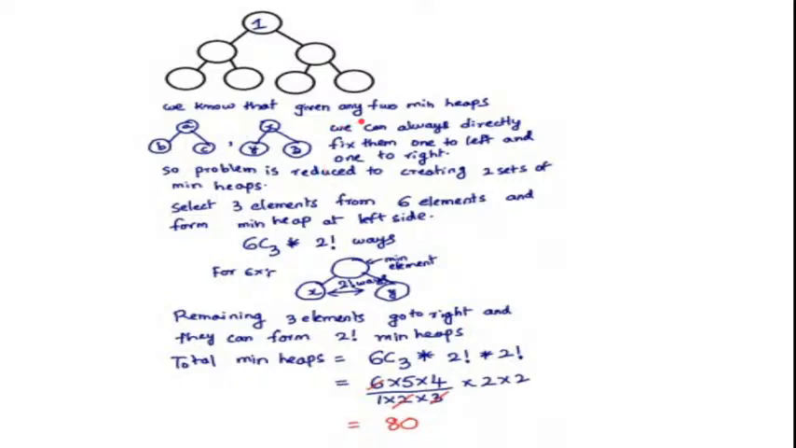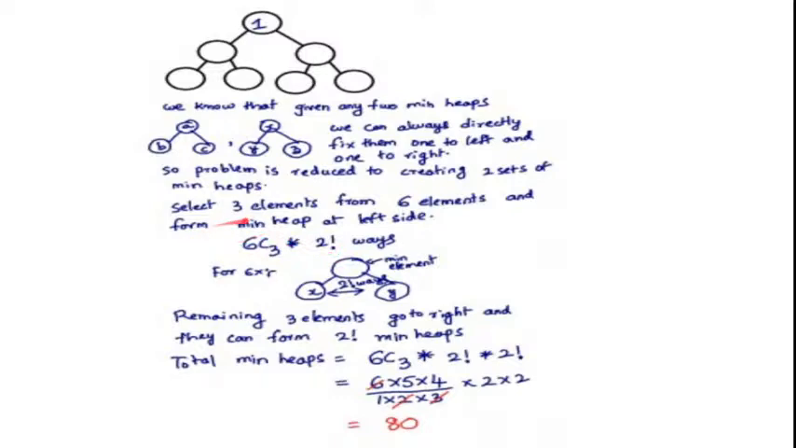So for any two mini heaps, here this is the one element we take as a root. For the left three elements, the left subtree, we can always directly fix them, two to the left and one to the right. So the problem is reduced to creating two sets of mini heaps. So that is 6C3 into 2 factorial ways.